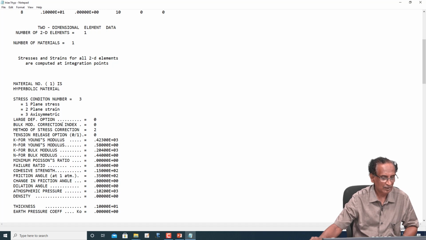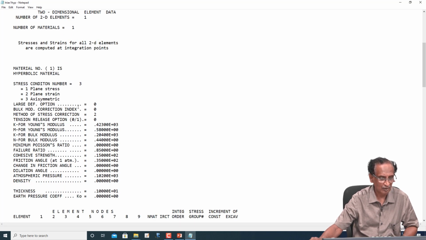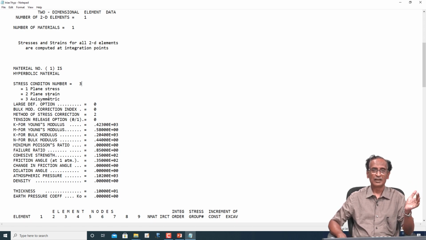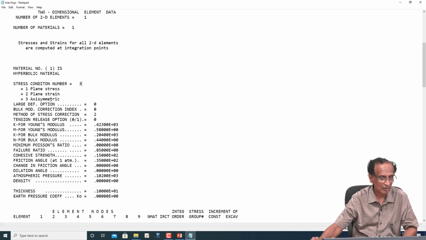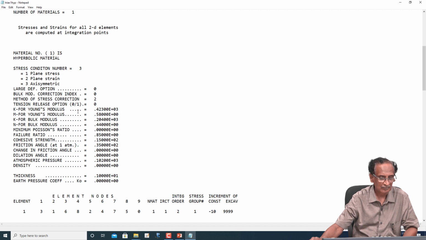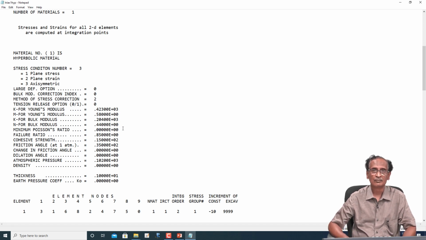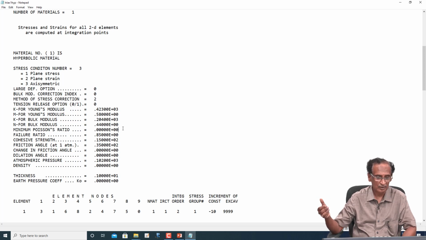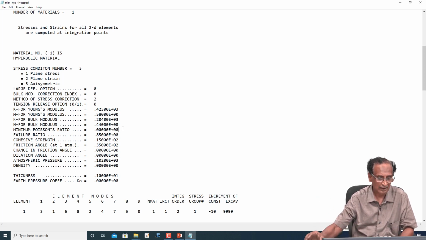the material properties used correspond to the hyperbolic model, the modified hyperbolic model, and the stress condition number is 3, that is 3 corresponding to axisymmetric. So, the program gives you an option of plane stress, plane strain or axisymmetric, and 3 corresponds to the axisymmetric case, and K for Young's modulus, and M and N for the bulk modulus, and there is a facility to fix a minimum Poisson's ratio. In this case, I have just set it to 0, but you can set it to some value like 0.25 or 0.3, and it will accordingly adjust the K and B values.